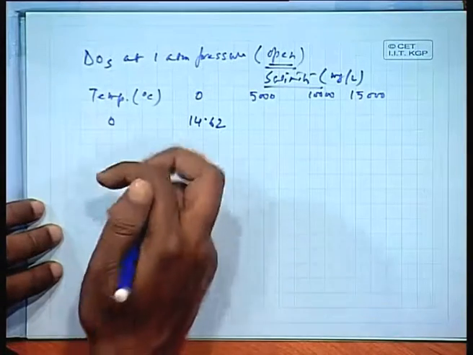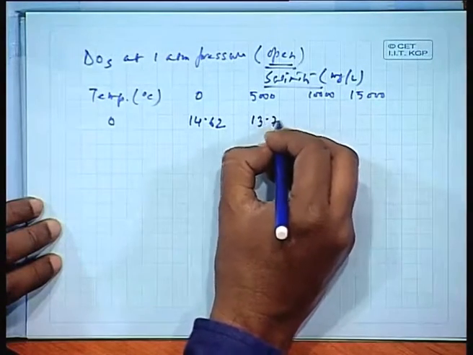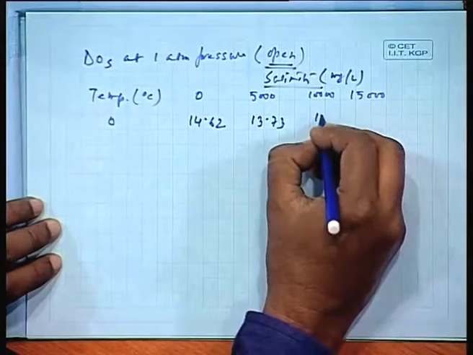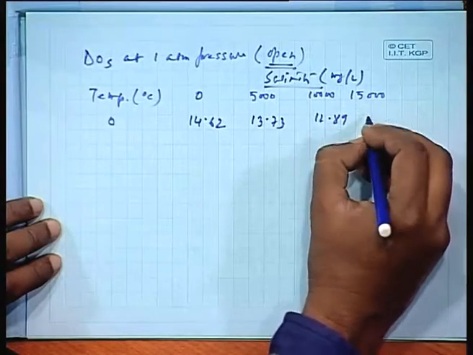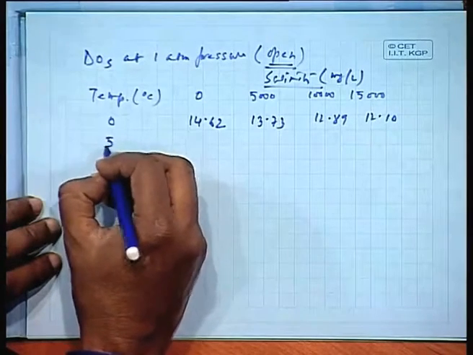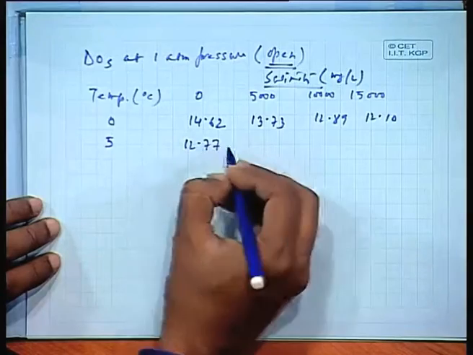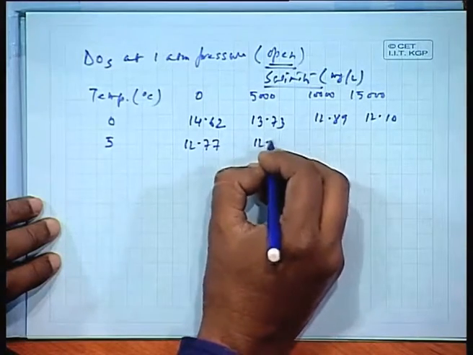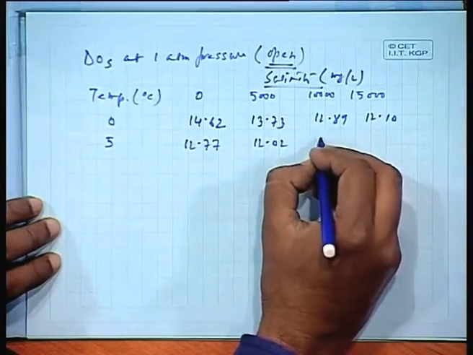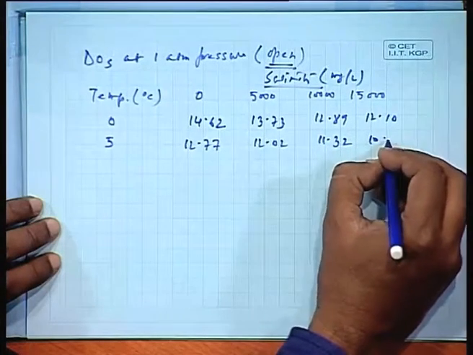And here, as you can further go on, you see 13.73, 12.89, and 12.10. This is at 5 degrees centigrade. This is 12.77, 12.02, 11.32, and 10.66.